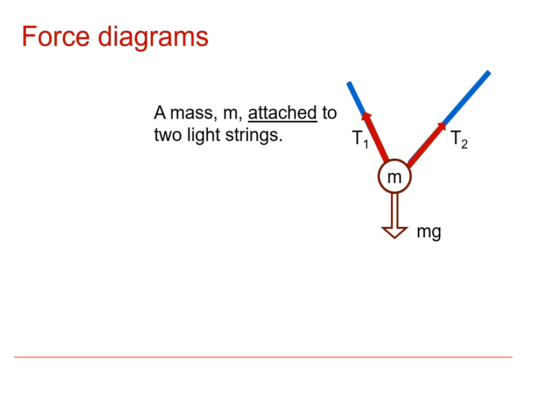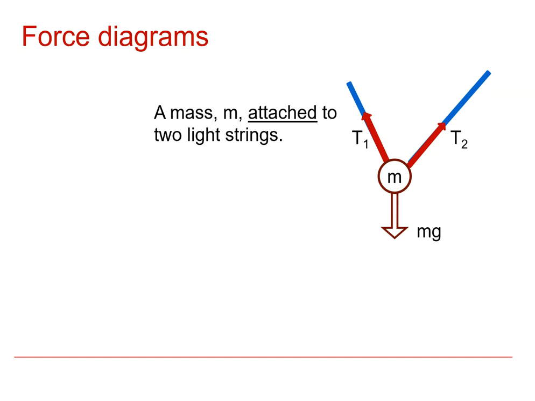And if the strings are not attached to each other, so they're independently joined to the mass, then there's no reason why those tensions have to be the same as each other. So we've got T1 and T2 here to indicate that these could be different size and direction of force. And of course the weight, which is mg, is acting downwards.